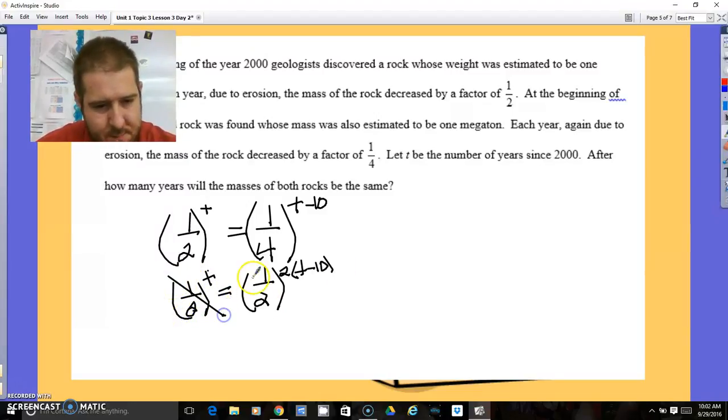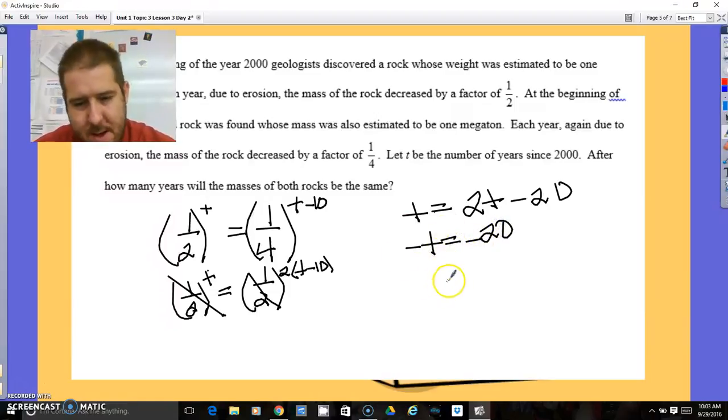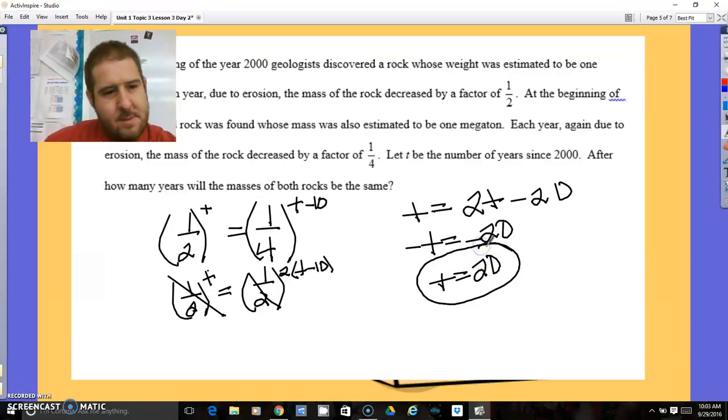All right, so now we cross off those halves, and now we've got t equals 2 times t is 2t, and 2 times negative 10 is negative 20. Subtract 2t from both sides, you get negative t equals negative 20. Multiply both sides by negative 1, you get t equals 20. It takes 20 years for them to be exactly the same.